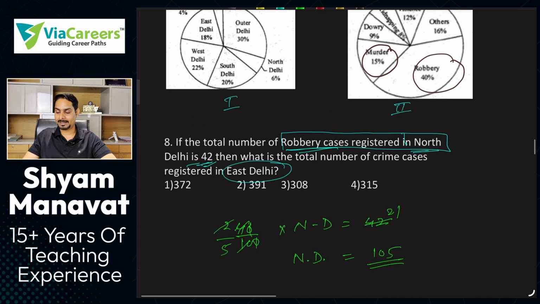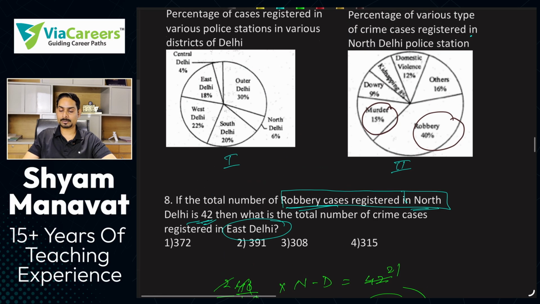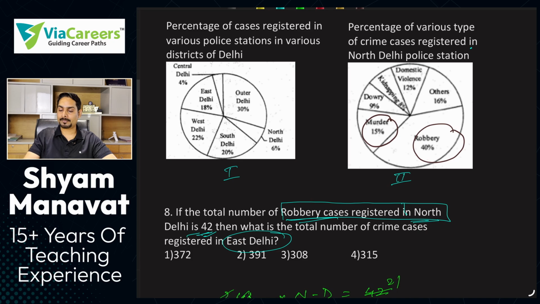Okay. Now I will use this conclusion for the first diagram. In the first diagram, 105 is the total number of cases in North Delhi, which is 60% of entire Delhi.